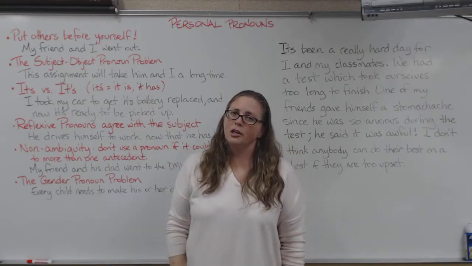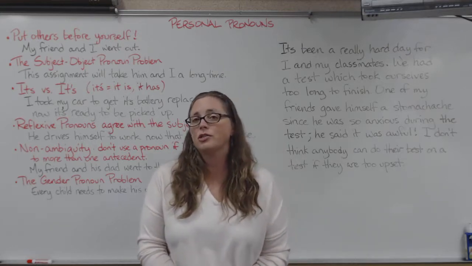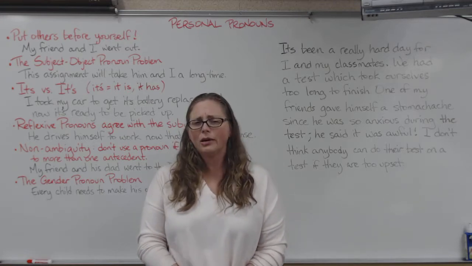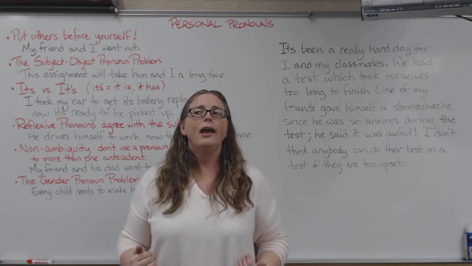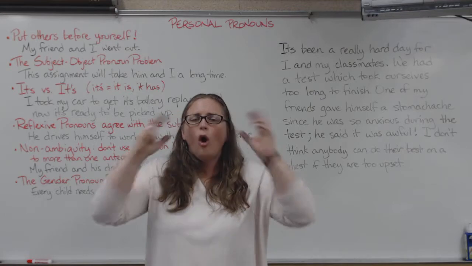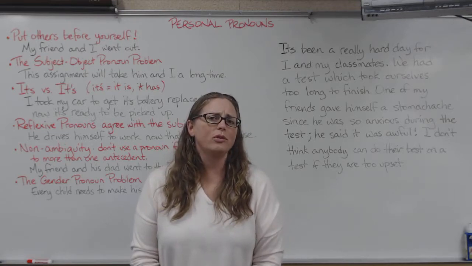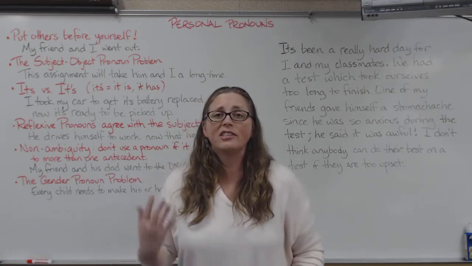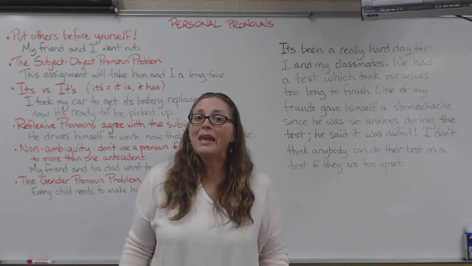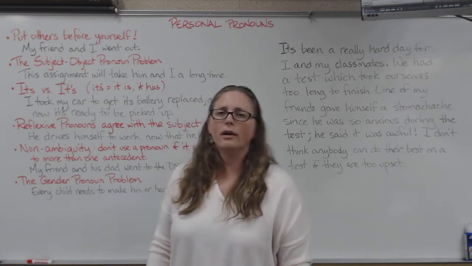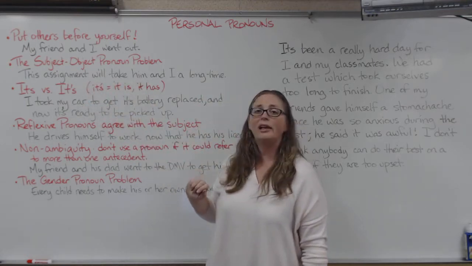The subject-object pronoun problem. I think that this is partly a result of the fact that teachers have been telling students for so many years to say, my friend and I, she and I, he and I, that now it's in people's heads always to use I in connection with other pronouns. That's only true if it's the subject, because I is a subject. If it's an object, it needs to be me, and you will hear a lot of mistakes with this. So take a look at the sentence. This assignment will take him and I a long time.